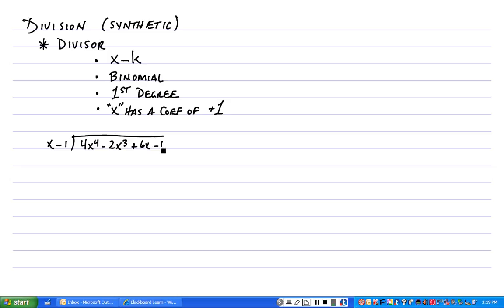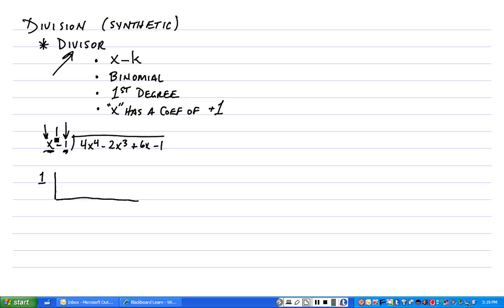Using synthetic, first of all, before we can use synthetic, we have to check our divisor. Our divisor is in the form of x minus k. Yes, it's in the form of x minus k. Here's our x, here's our minus, that's our k. In this case, k is just 1. It is not negative 1, it's just 1. So we write our k over here to the side. Now, it is a binomial, because there's one term, there's a second term, first degree. There aren't any exponents.